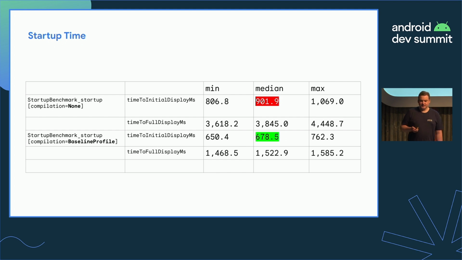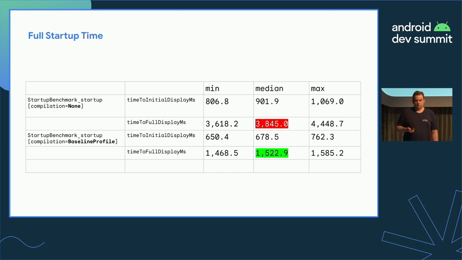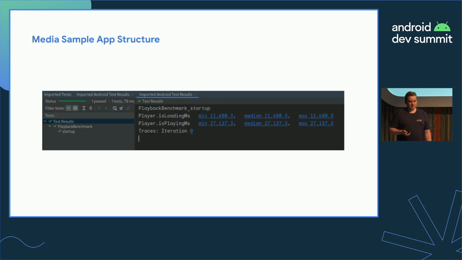We can see that our app starts up in under 700 milliseconds with a baseline profile, compared to 900 milliseconds without, a worthwhile improvement. But more critically, since we optimized the initialization of the Exoplayer stack, we see that the time until the player is ready to interact with decreased from almost 4 seconds to 1.5 seconds. And these numbers don't tell the whole story. We'll have less visual jank and avoid audio glitches.